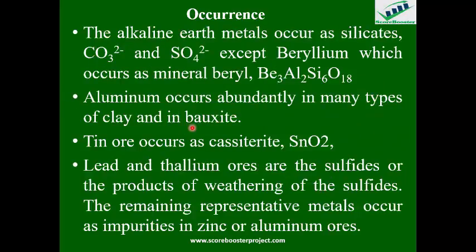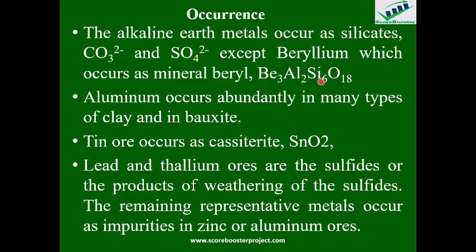Another one is the group 2 elements, which occur as silicate, some as carbonate, some as sulfate. Out of the elements of group 2, I mean the alkaline earth metals, beryllium is the only one that doesn't occur as sulfate, carbonate, or silicate. Instead, it occurs in what is called the mineral beryl, which has a complex formula. That is the only way beryllium is found in the earth crust in nature.